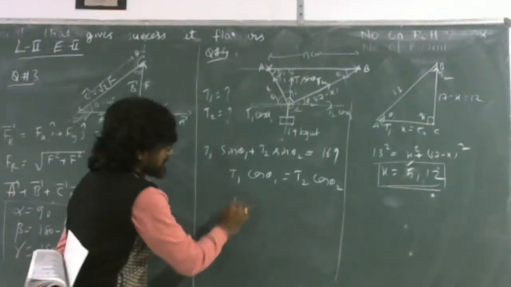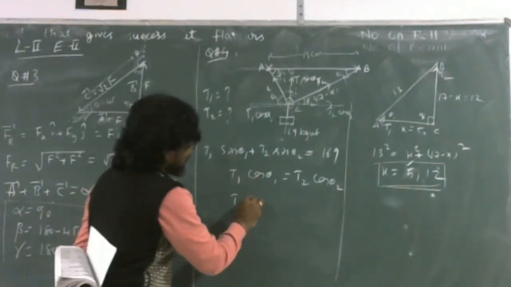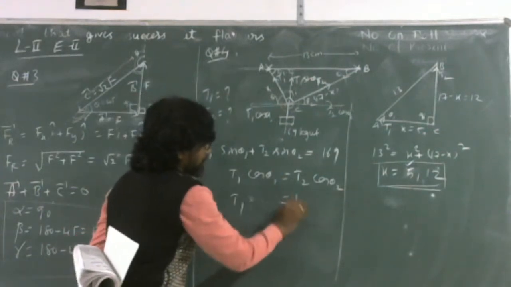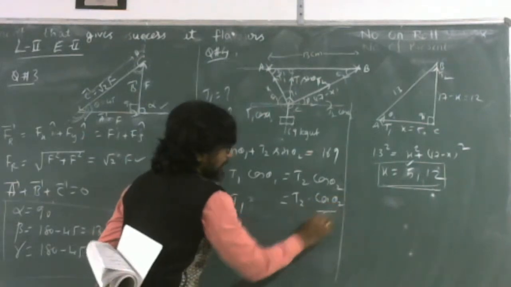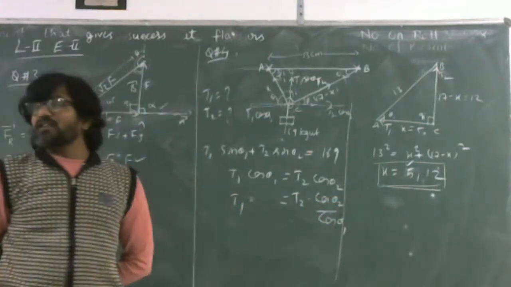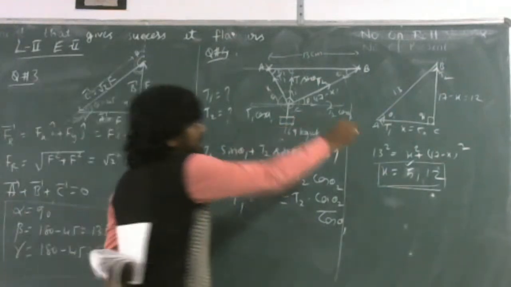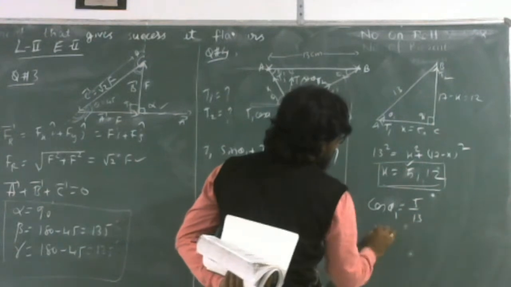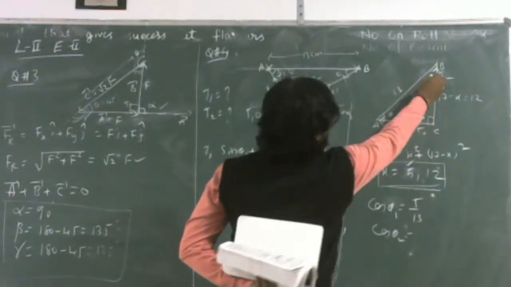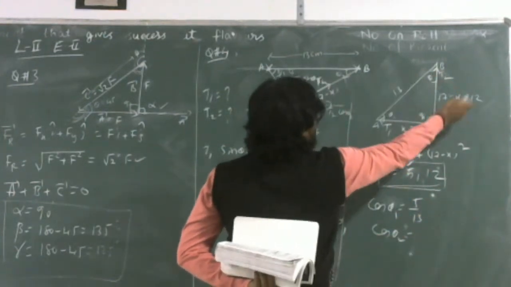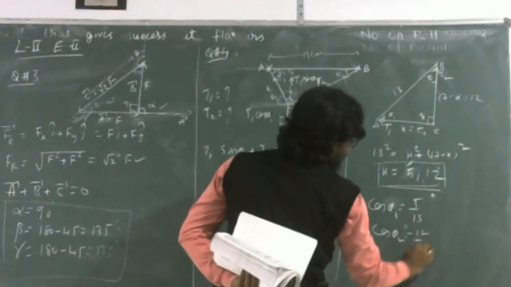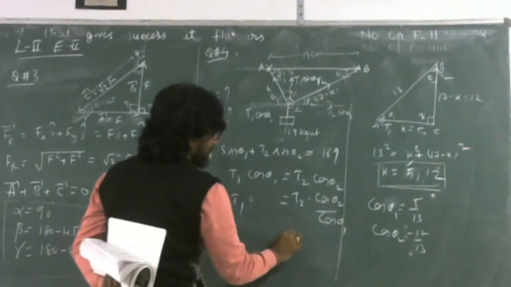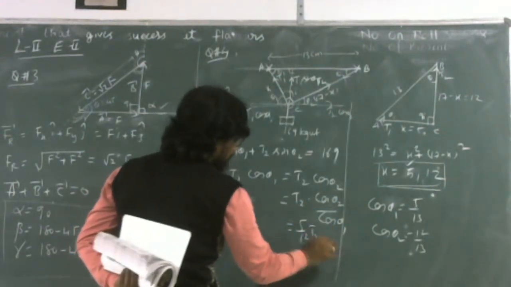So here you can write T1 is equal to T2 into cos theta 2 by cos theta 1. What are cos theta 1 and cos theta 2 in the figure? Cos theta 1 is equal to adjacent side by hypotenuse, 5 by 13. What is cos theta 2? This is theta 2, right? Adjacent side by hypotenuse, 12 by 13. You simplify these two, 5 by 13 and 12 by 13, what will you get? 5 by 12. So T1 is 5 by 12 times T2.